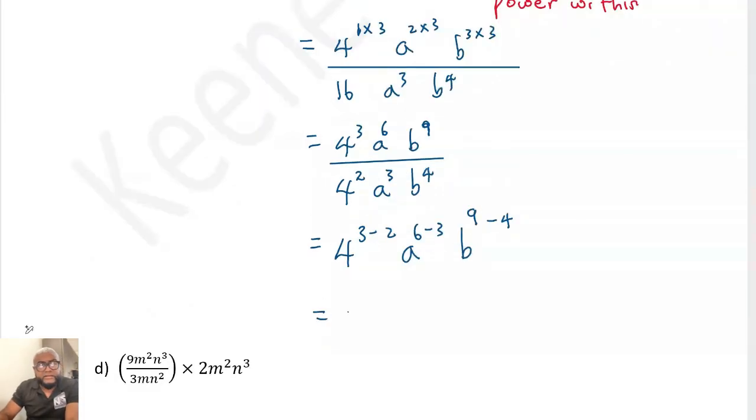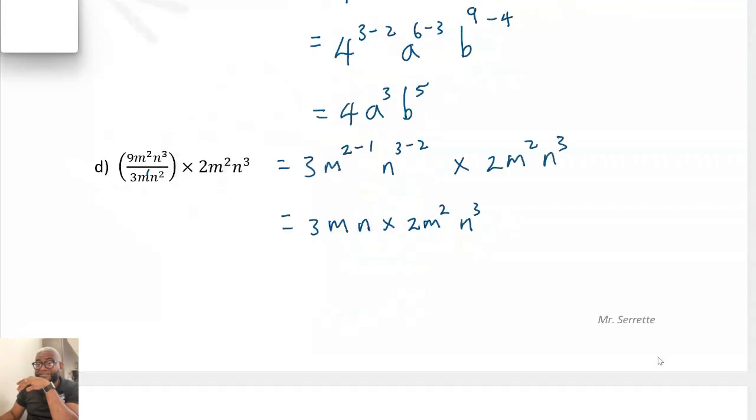Give me the final answer here. 4 to the power of 1, which is just 4, a to the power of 3, b to the power of 5. Cool? Everybody good there? That's your final answer. Raise your hand if you got this.